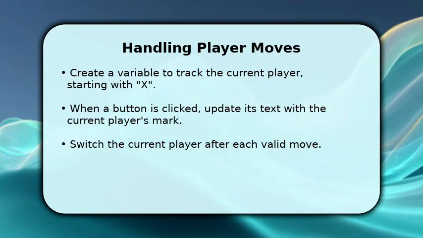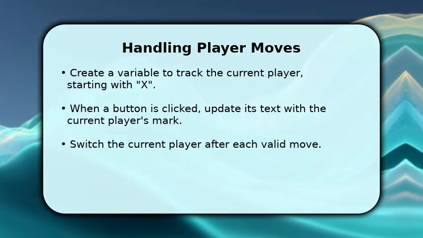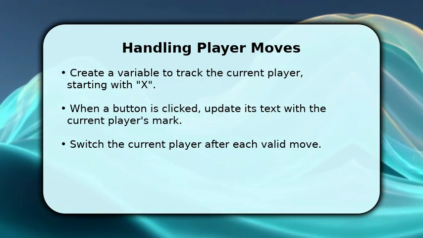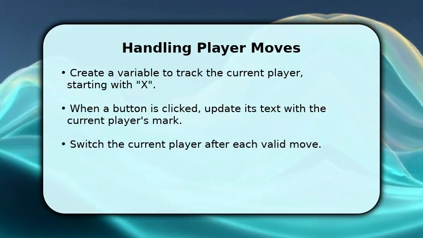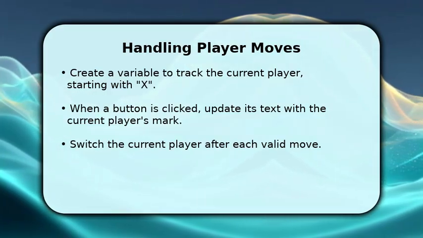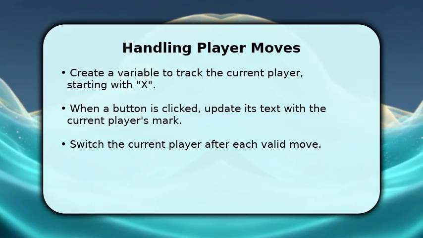Now, let's manage player turns. We'll use a variable to keep track of whose turn it is, starting with player X. When a player taps an empty square, we'll update that button's text with their mark. After each move, we'll switch the current player, ensuring player O goes next. It's important to prevent players from selecting an already filled square.